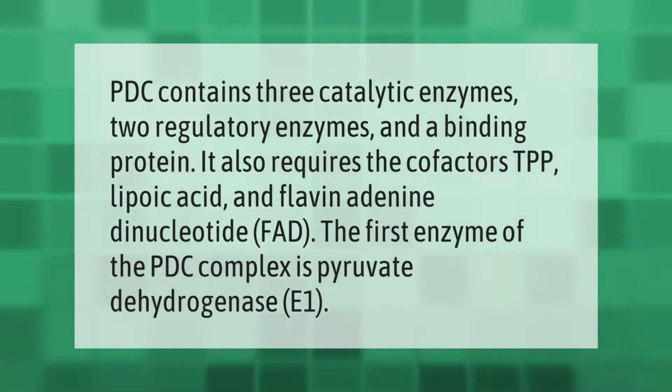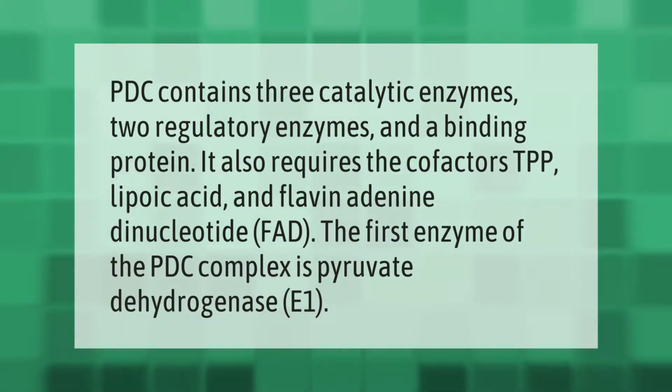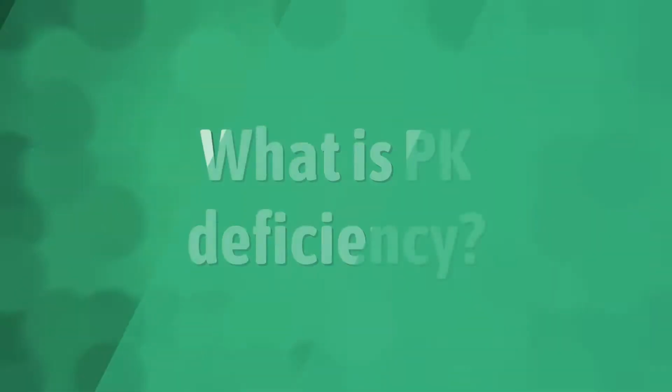PDC contains 3 catalytic enzymes, 2 regulatory enzymes, and a binding protein. It also requires the cofactors TPP, lipoic acid, and flavin adenine dinucleotide, FAD. The first enzyme of the PDC complex is pyruvate dehydrogenase, E1.